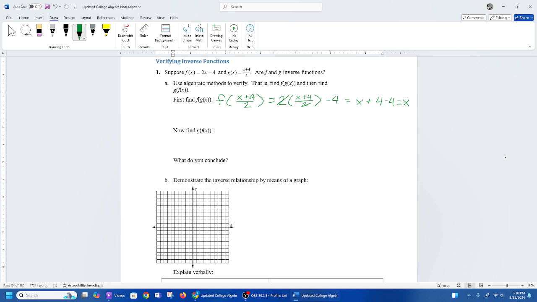Now they want us to find g of f of x. So we want to find g of 2x minus 4. And that will give us 2x minus 4 plus 4 over 2. Our 4's are going to cancel. We end up with 2x over 2, which just gives us x. So we can conclude that g of x is the inverse of f of x.